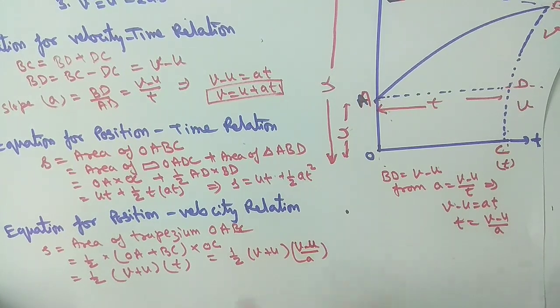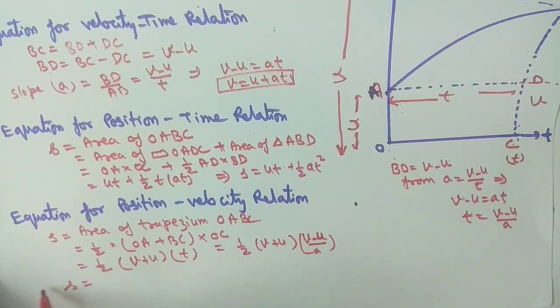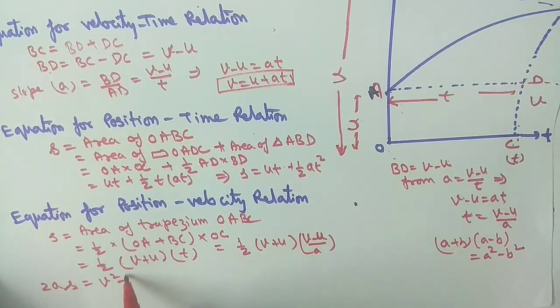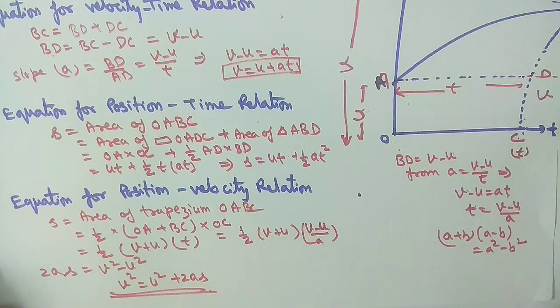Okay, so S is equal to, or 2AS, put 2A this side, 2A, and V plus U into V minus U. You know very well A plus B into A minus B is equal to A square minus B square, right? So it is V square minus U square. So from here we can write V square is equal to U square plus 2AS. So this is the third and the last equation of motion.